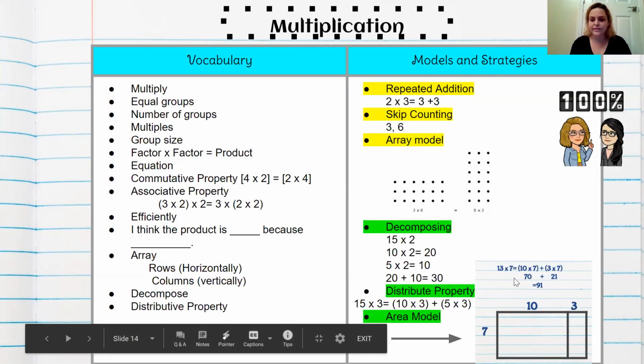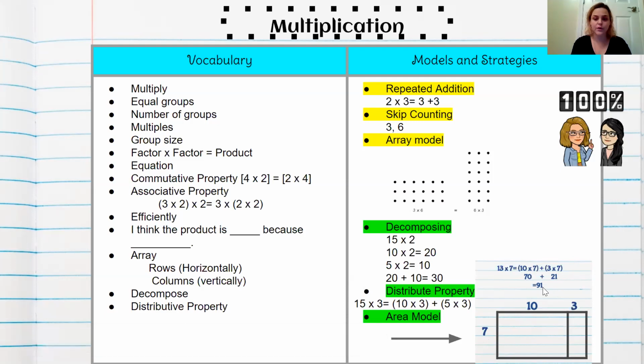So like if we have 13 times 7, I can decompose the 13 into a 10 and a 3 and multiply it by 7. And here I'm using my distributive property, right? Because I said 10 times 7 plus 3 times 7. 10 times 7 is 70, 3 times 7 is 21, which gives me a product of 91.